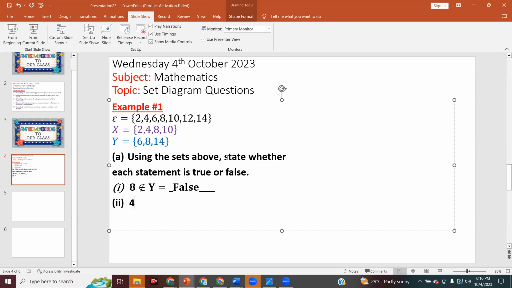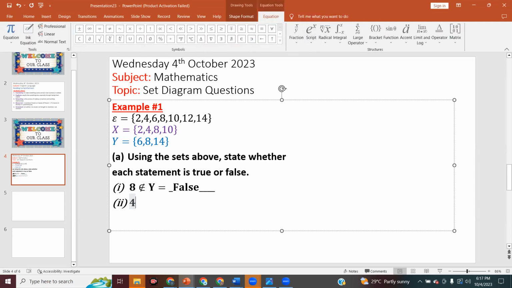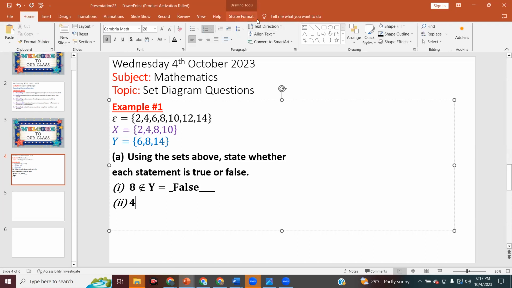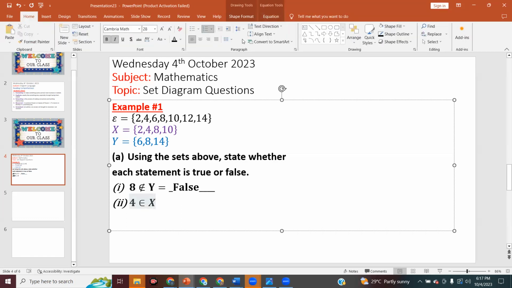Four, the number 4, is an element of X. 4 is an element of X. True or false? Do not say it loudly what you think it is. Put it inside the chat for me, please. Is that true or is that false? Put your answer inside the chat for me, please.